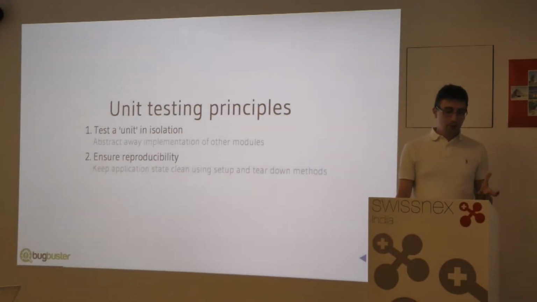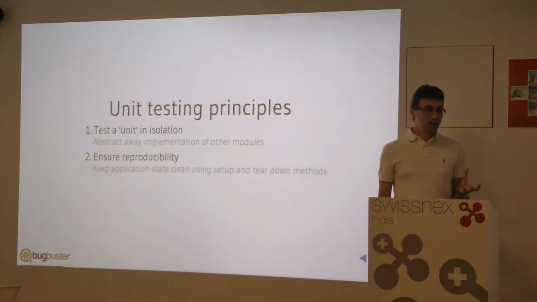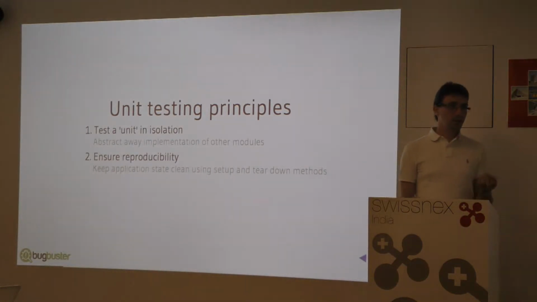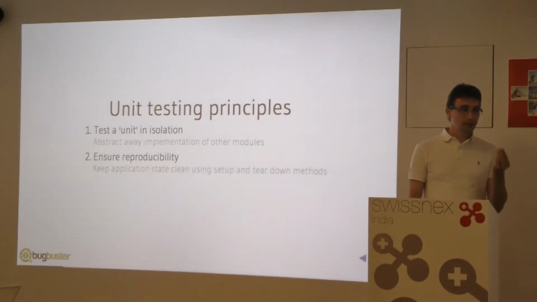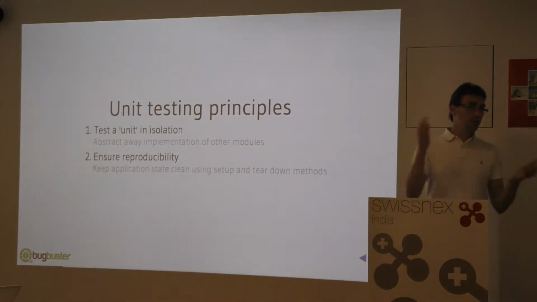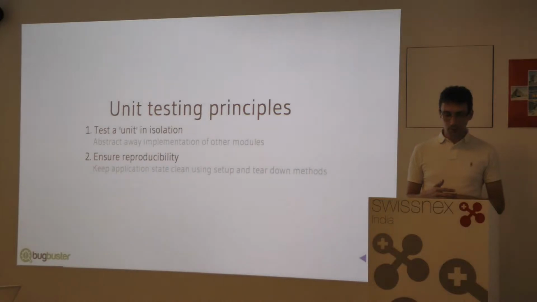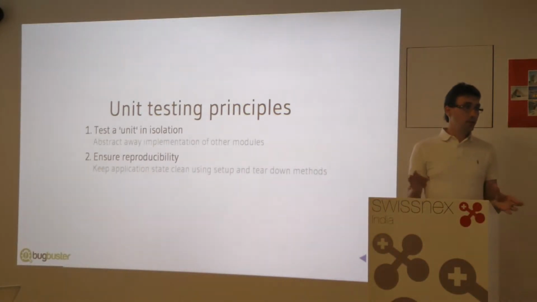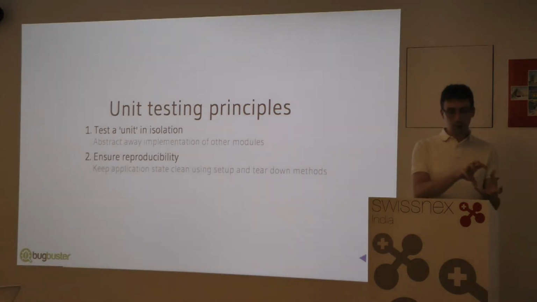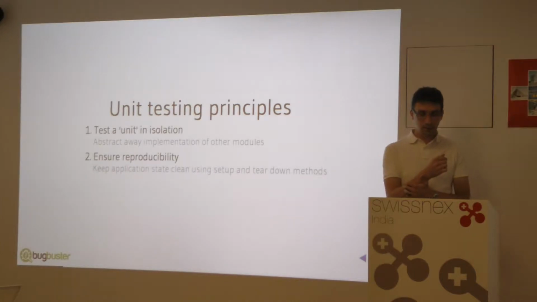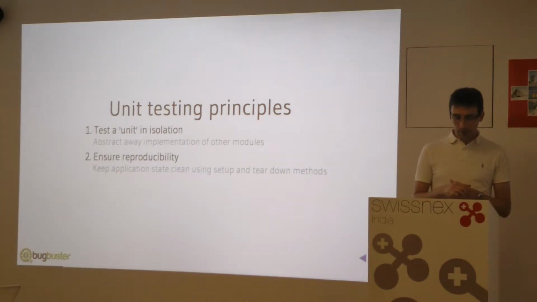The main principles are very easy. You want to test the units, so a small piece of your code in isolation from the rest, so that you can identify the problems in that piece of code and that piece of code only. You're not interested in knowing about what other things can happen to the rest of your system. That's the first principle in unit testing. So you have to abstract away the rest of your implementation, otherwise that doesn't work. You need to be able to extract this unit from the rest and test it by itself.